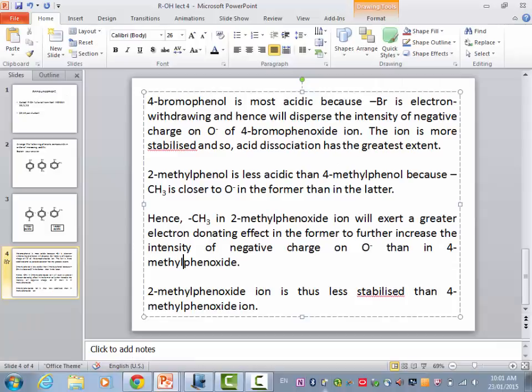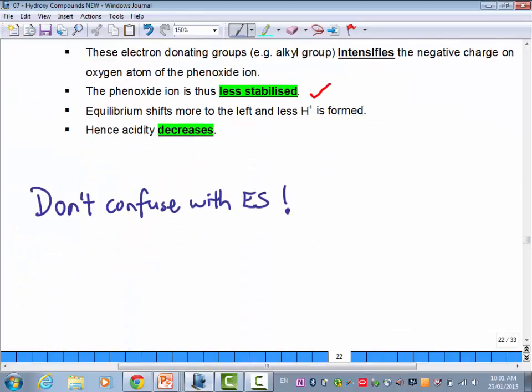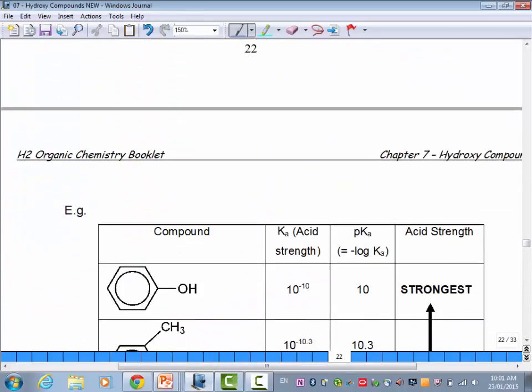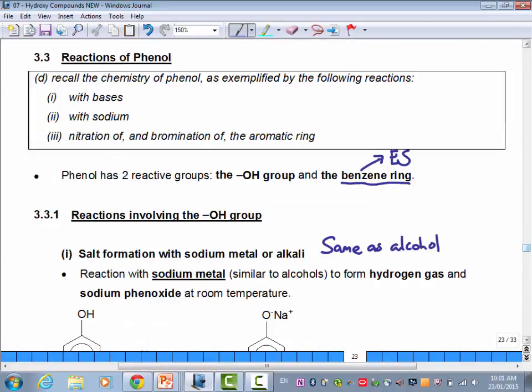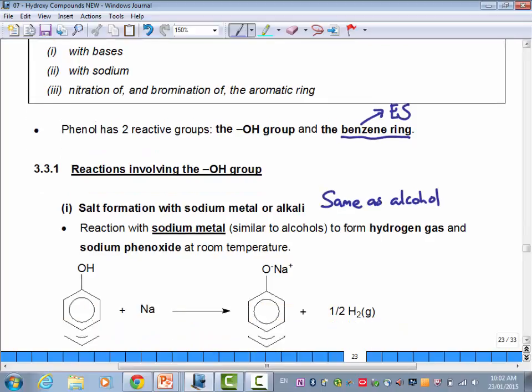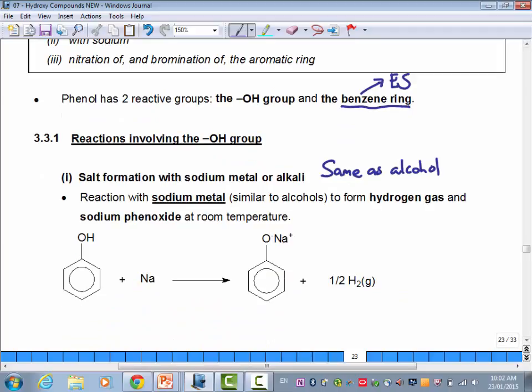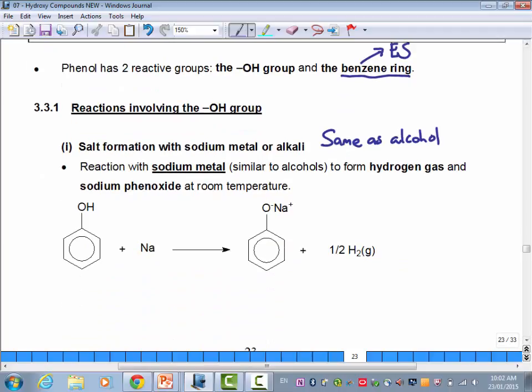Alright. So now we'll look at the reactions involving phenol. There are only 2 reaction sites that you can have in the benzene ring. So when we talk about benzene ring, please remember your electrophilic substitution. It is what you have learned before, just that there are slight changes. Later on we'll see. So first and foremost, reactions involving OH.